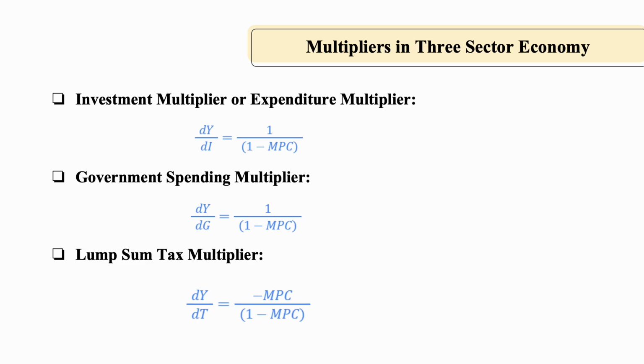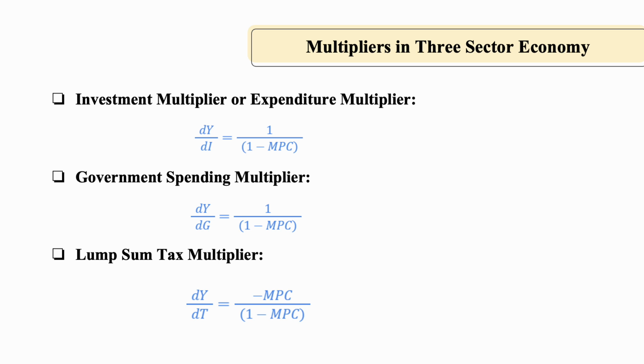Multipliers show how changes in spending affect overall income. Let's explore a few key multipliers. First, we get the investment multiplier or expenditure multiplier. That means it measures the effect of investment on national income. The formula is dY/dI = 1/(1 - MPC).